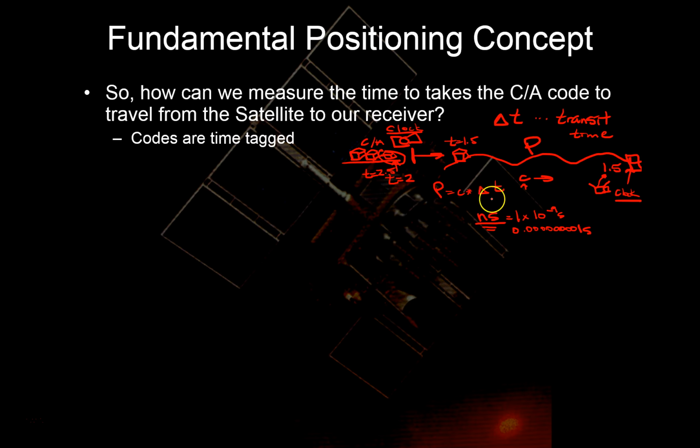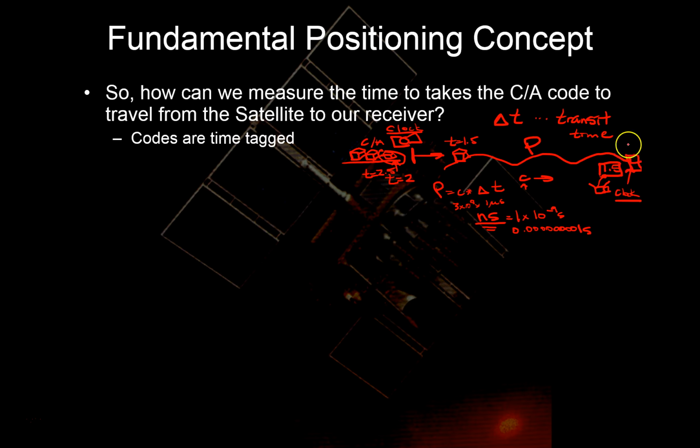So if we have, say, a 1 microsecond error in T, which is times 10 to the negative 6, and C is approximately 3 times 10 to the 8, if you multiply those together, you're going to get a big error in range, on the order of kilometers. So we need to measure time very, very accurately and precisely, I should say. We're assuming that our clocks are synchronized, so we know that this packet left the satellite at time t equals 1.5.